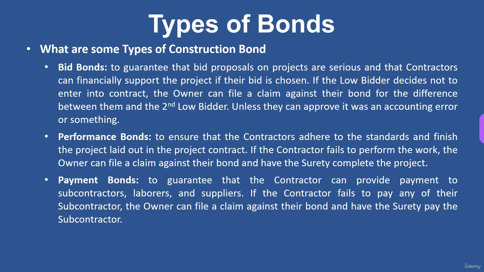Performance bonds, these are the bonds that you have to provide as well. And this is to ensure that the contractor adheres to the standards and finishes the project laid out in the project contract. If the contractor fails to perform the work, the owner can file a claim against the bond and have the surety complete the project. I haven't had this happen on my projects, thankfully. I've seen it, I've heard horror stories of it.